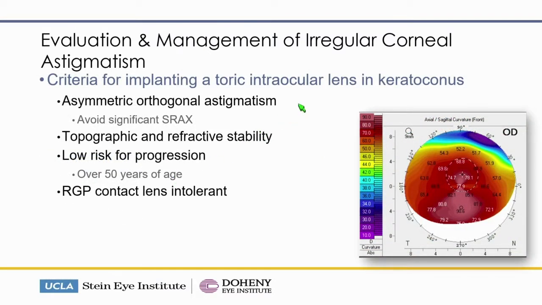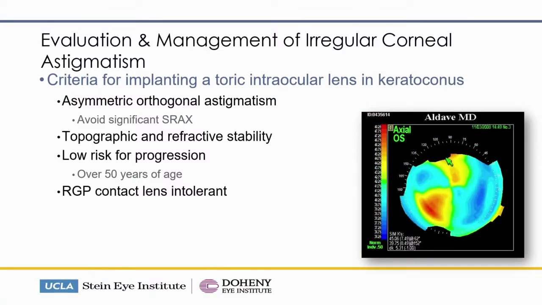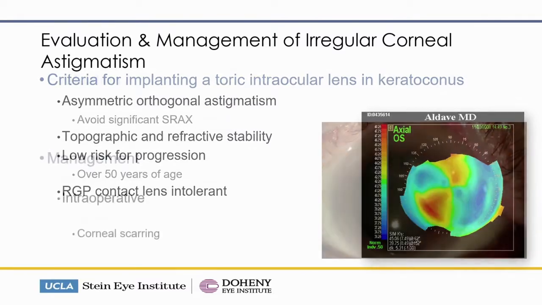What are the criteria for implanting a toric IOL in keratoconus? Asymmetric orthogonal astigmatism, such as we see in this topographic image. You want to avoid patients with skewing of the radial axes, as we see in this topography. The patients must demonstrate topographic and refractive stability, be at low risk for progression, ideally over 50 years of age, and RGP intolerant. You do not want to place a toric IOL on a patient with keratoconus who may in the future need to be placed in an RGP or a scleral lens, because those lenses will then unmask the toricity of the IOL that you implanted.